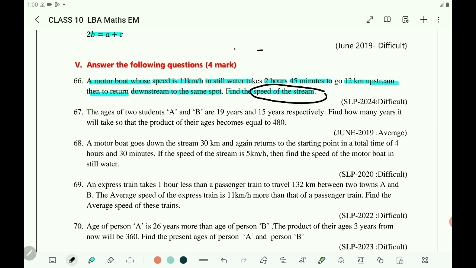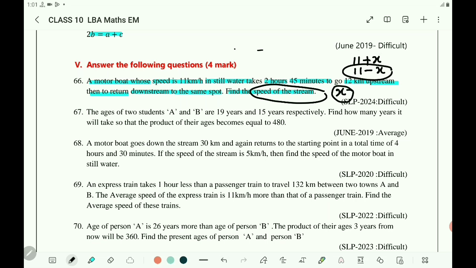Let us consider the speed of the stream equals x km per hour. In the downstream, it becomes 11 plus x as it moves with the movement of the water. And in the upstream, it moves in the opposite direction of the flow of the water, so it becomes 11 minus x. It is the speed of the boat in the downstream. This is the speed of the boat in the upstream. In the downstream, it increases with the speed of the stream, and in the upstream, it decreases with the speed of the stream.